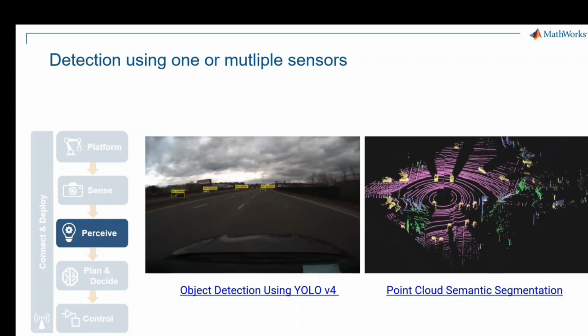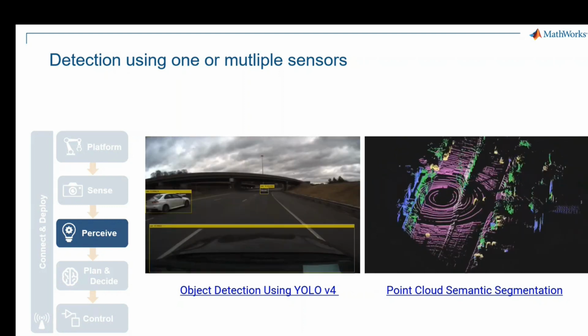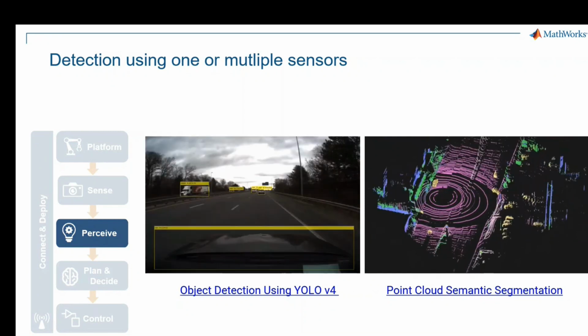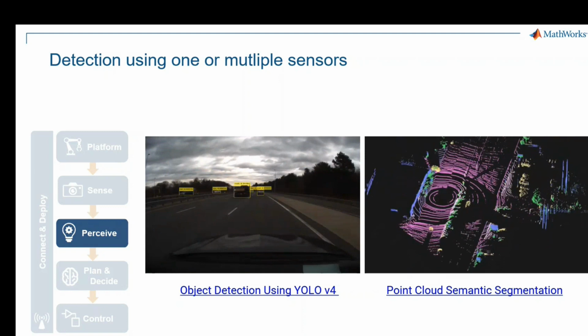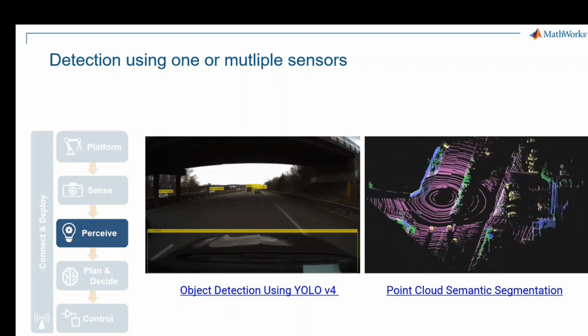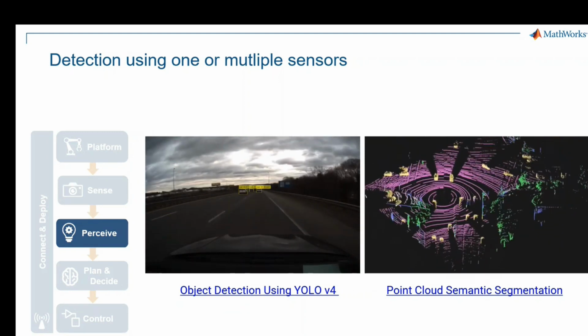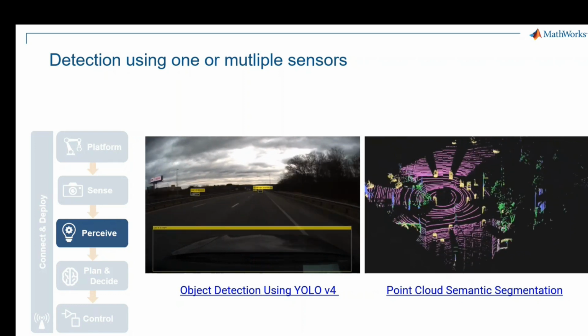You can just perform transfer learning. We have some documentation that shows how to perform transfer learning using these models, but you create your own data set. It doesn't need to be that big because this model was already trained on different types of objects, and then you can retrain it for your own data set. And on the right, we have another example of how to perform perception using one sensor.